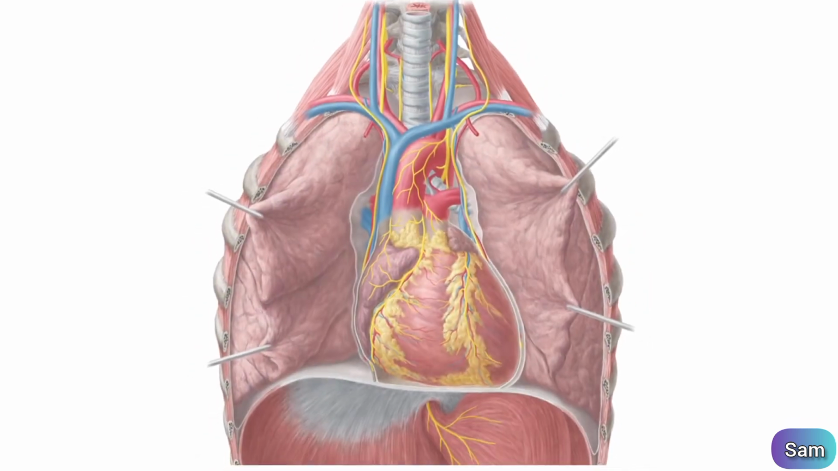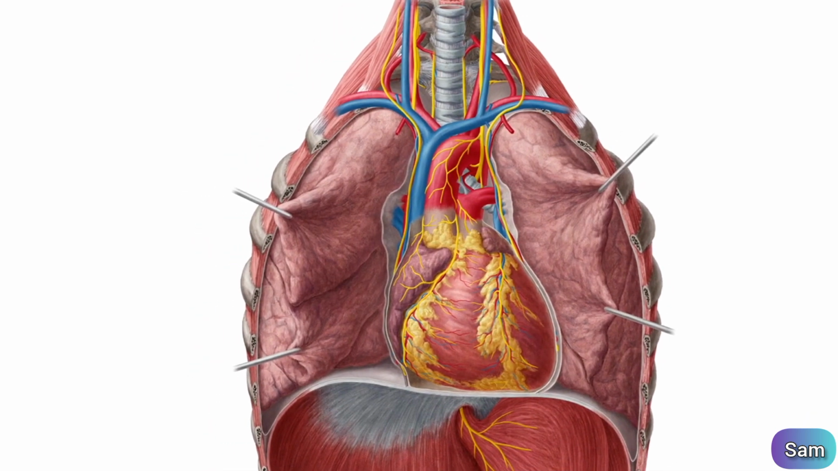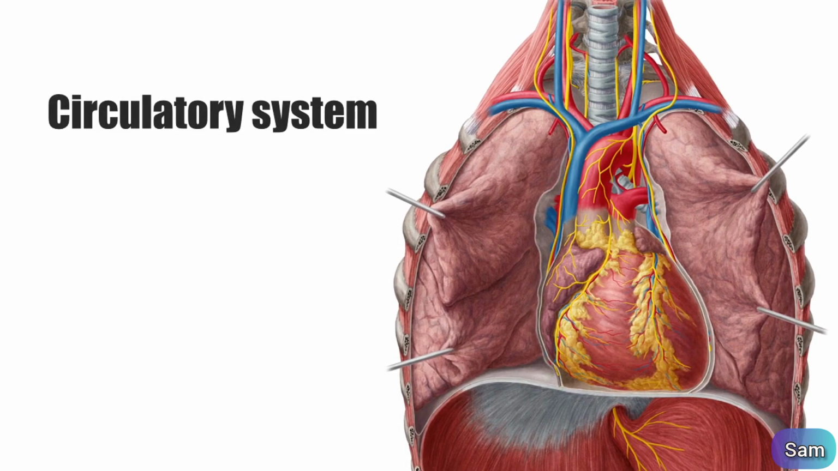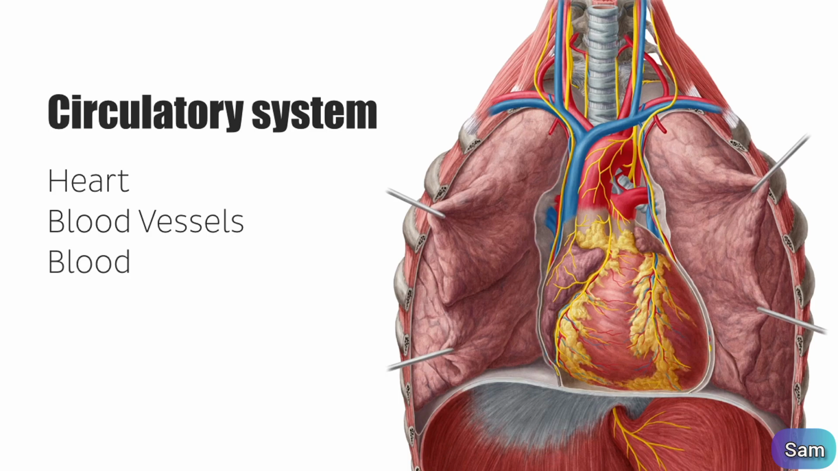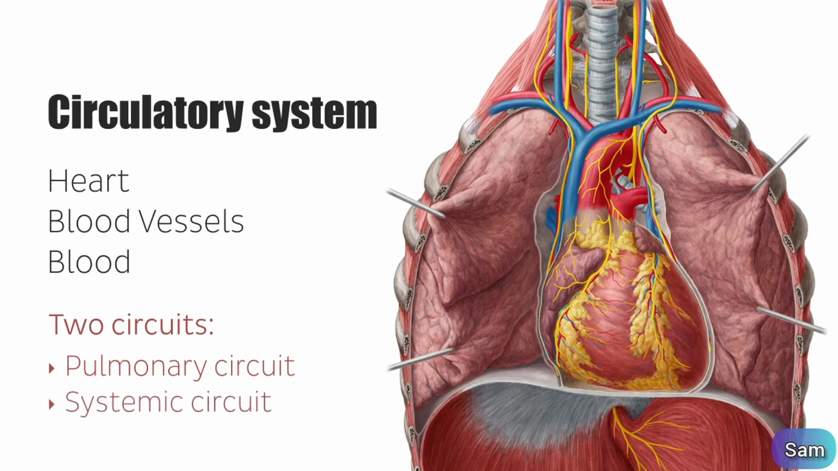A general overview of the function, definition, and anatomy of the circulatory system, or the cardiovascular system. The circulatory system is comprised of the heart, the blood vessels, and the blood. It consists of two circuits that carry blood around, the smaller being the pulmonary circuit, which runs between the heart and the lungs, and the larger being the systemic circuit, which runs between the heart and the peripheral tissues.